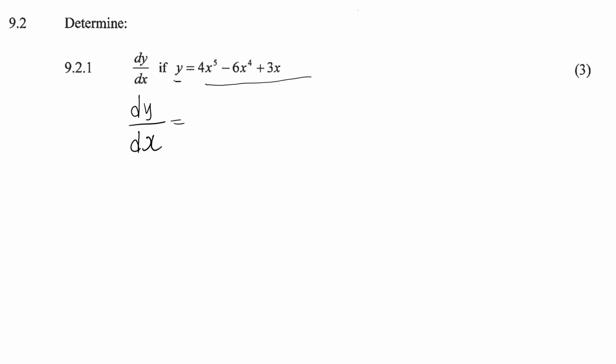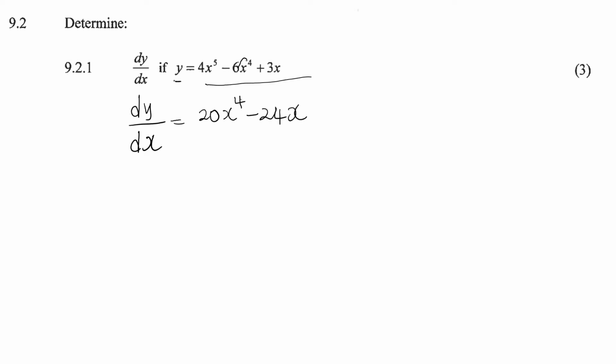Using the rules we've been learning. We know the power rule and the derivative of a constant is 0 and all that, right? So then the derivative will be simply 4 times 5, right? Which is going to be what? 20. Then we say x exponent 5 minus 1, then it will be exponent 4, right? So 4 times 6. So 4 times 6 is going to give us 24. So it will be minus 24.